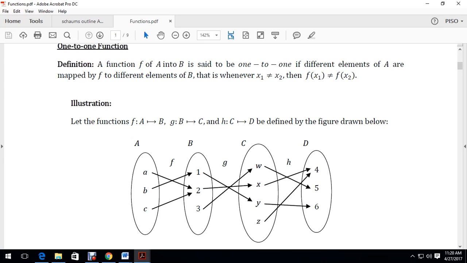Okay, so let's analyze the last function, function h. Again, notice that the element x in C is mapped to 4. The same goes for z, which is also mapped to 4. Therefore, it does not satisfy the condition that whenever x sub 1 is not equal to x sub 2, f of x sub 1 is not equal to f of x sub 2, since we have a repeated mapping from x to 4 and z to 4. So therefore, h is not a one-to-one function.